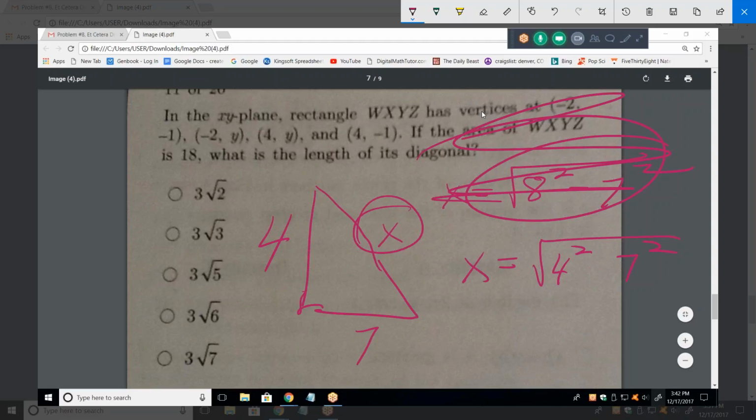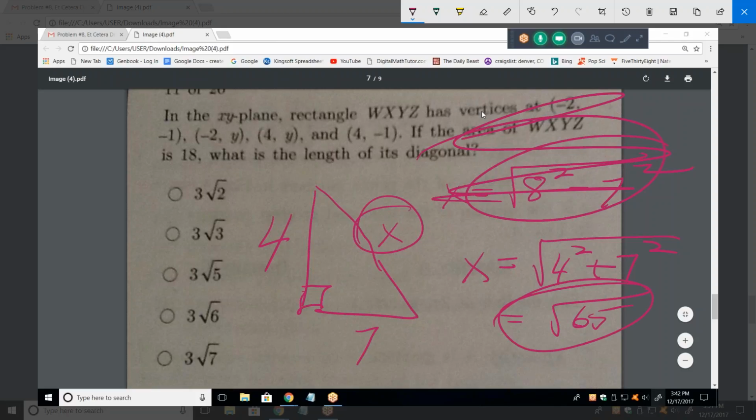If you're doing the square root of a square, wouldn't it be the same thing as x equals 4 plus 7? No, not at all. Notice that this does not come out to be 11. This comes out to be the square root of 16 plus 49, which is 65. That's not 11.